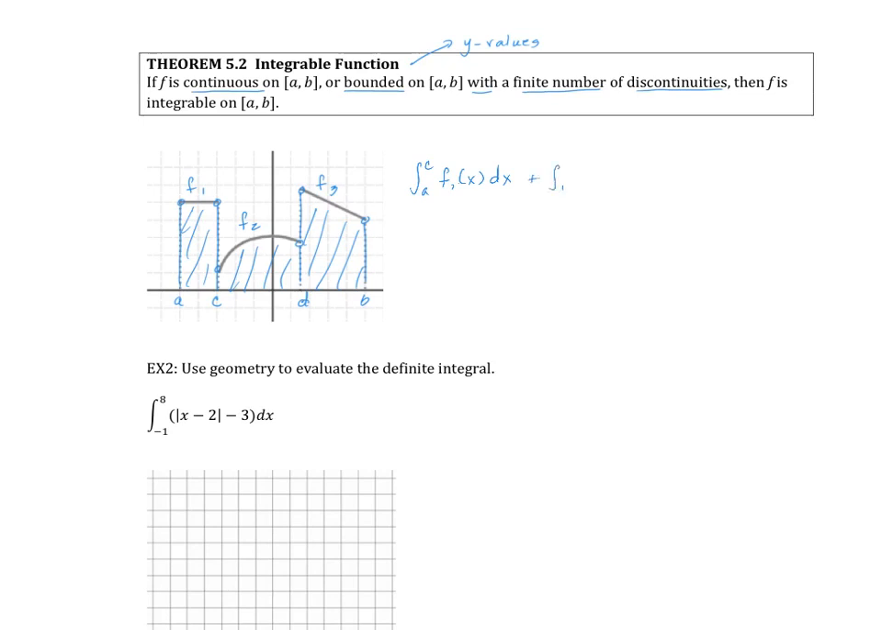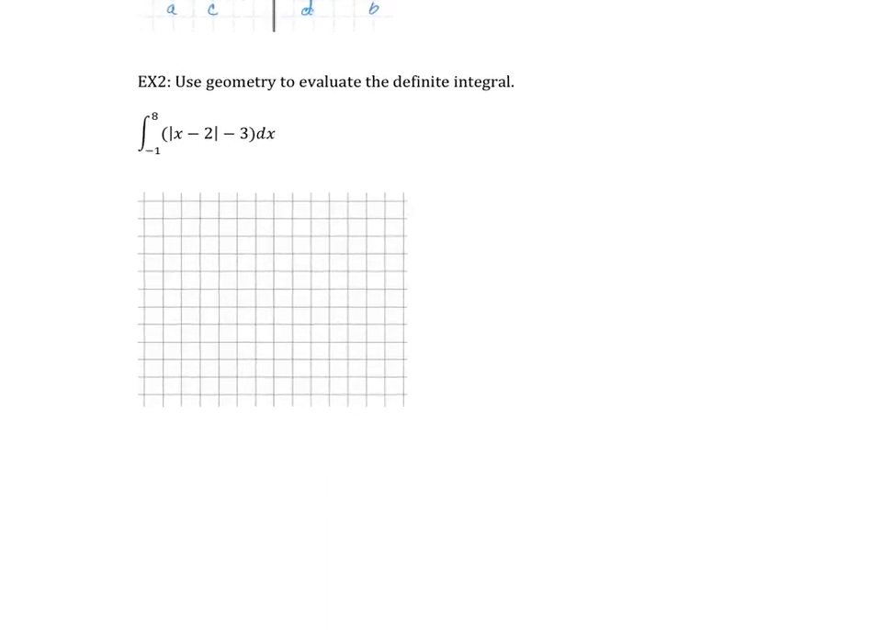From c to d, this is going to be f sub 2 of x dx. And then the last one would be from d to b of f sub 3 of x dx. So if there's discontinuities, you've got to break it up into separate integrals. For now, we're going to be using geometry to evaluate the definite integrals, and then we're going to look at properties to evaluate our definite integrals. And then in later sections, we'll integrate in a different way.